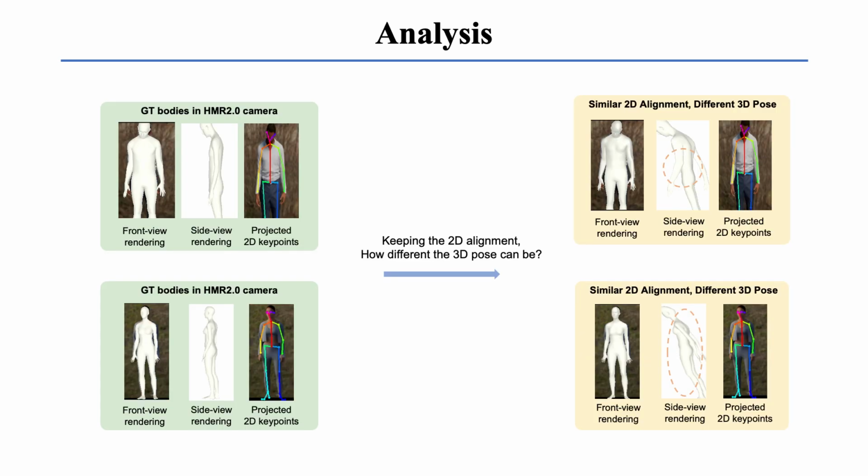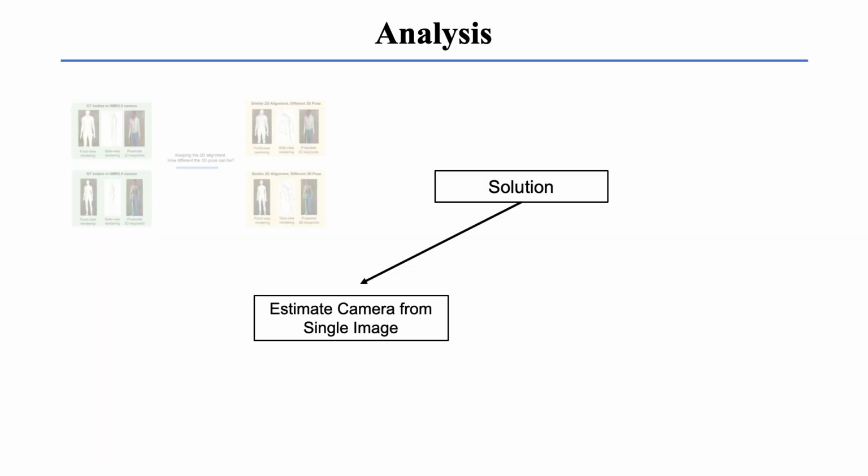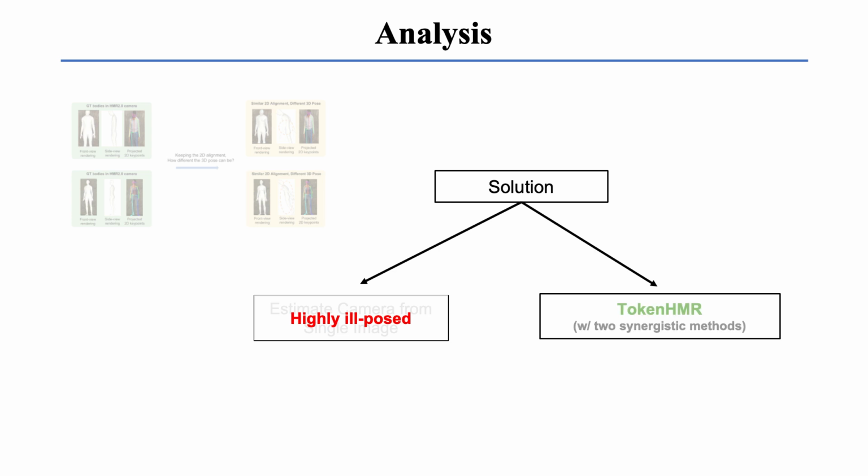We also observe that the converse is true. Accurate 2D fits can produce grossly wrong 3D poses. For a given PCK level, there are effectively an infinite number of 3D poses that can produce this. The solution to this would be to use the correct camera for the given image. Estimating the true camera from a single image, however, is a highly ill-posed and unsolved problem. To address this issue with today's technology, we introduced TokenHMR with two synergistic methods that improve accuracy.